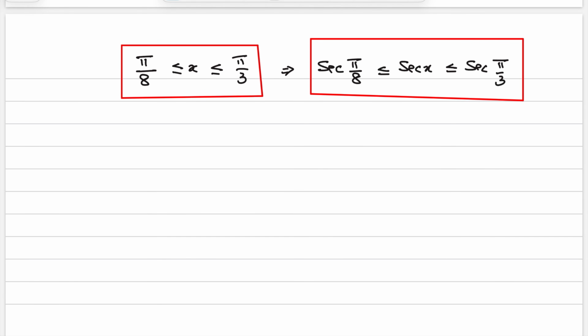Now, what is the value of secant pi by 3? Secant pi by 3 is equal to 1 by cos pi by 3. The value of cos pi by 3 is half. Sin pi by 3 is root 3 by 2. 1 by half, that is equal to 2.